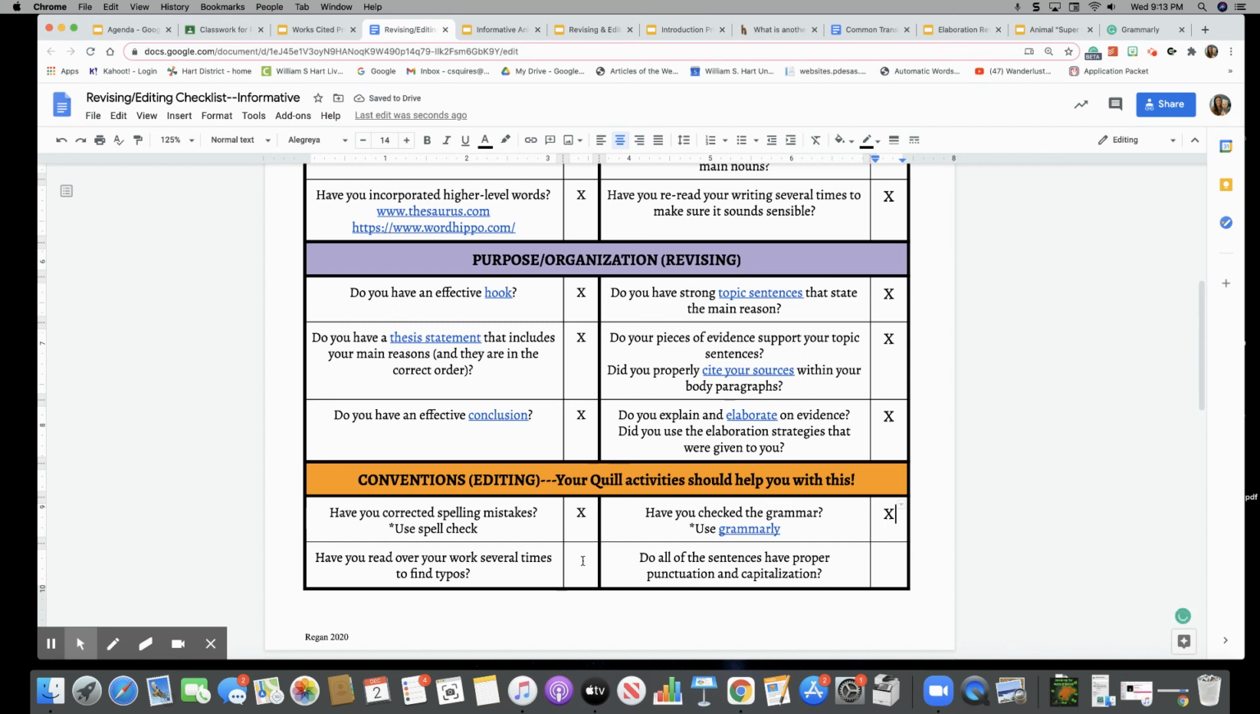And then lastly here, have you read over your work several times to find typos? Well, I would hope so by this point. And then, do all of your sentences have proper punctuation and capitalization? Again, I would hope so after reviewing it, having a friend or a family member review it, using Grammarly, using spell check and all that good stuff. You guys should have proper punctuation, capitalization, all that.